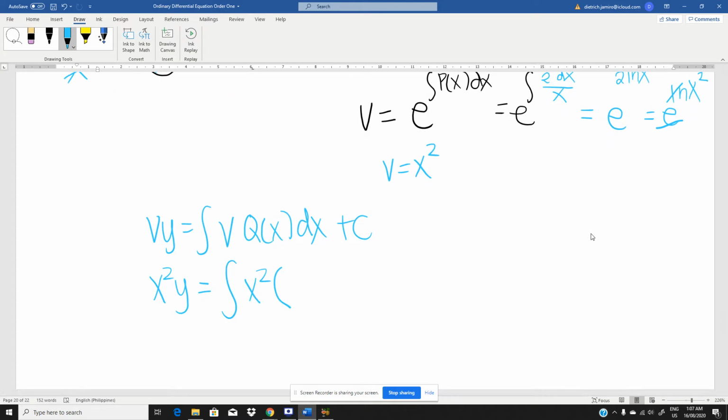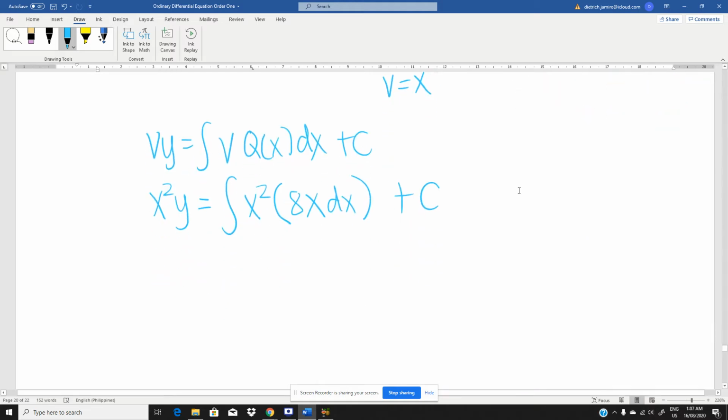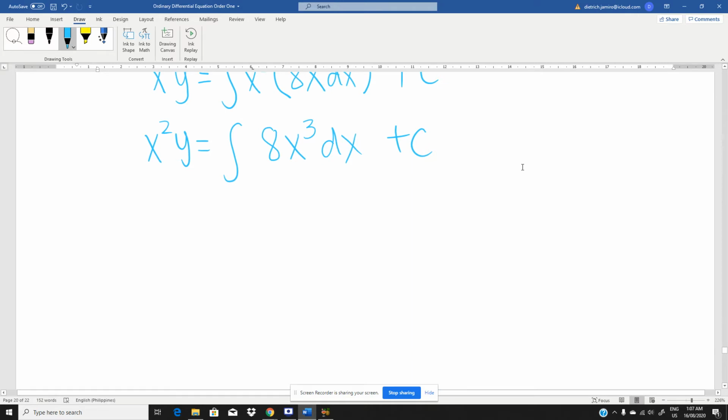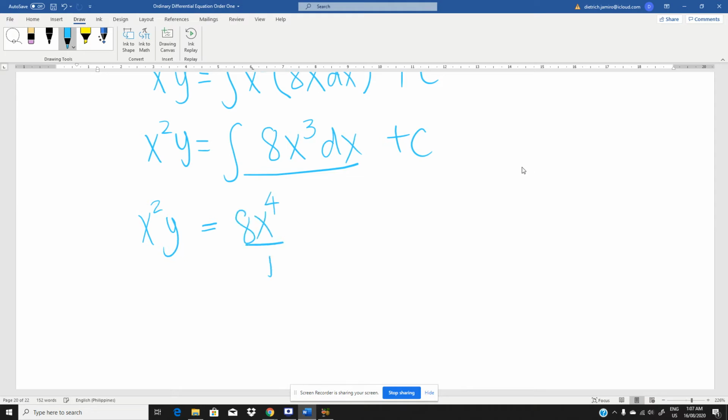So we will have 8x dx plus c. Then simplifying further, we will have x squared y is equal to the integral of 8x cubed dx plus c. Integrating this one, we will have x squared y is equal to 8x to the fourth all over 4 plus c. Then 4 and 8 will cancel out. So our equation becomes x squared y is equal to 2x to the fourth plus c. And that's the answer.